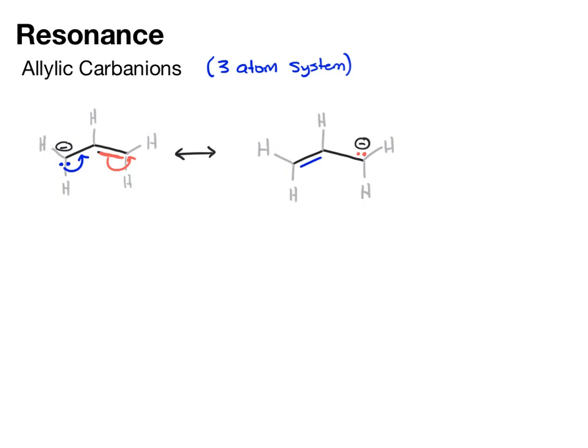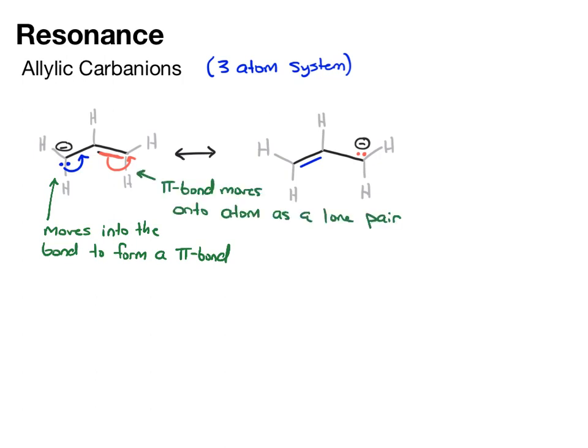So to write out basically what's going on here, this lone pair moves into the bond to form a pi bond. Then the pi bond moves on to the atom as a lone pair. And that's our basic allylic carbanion system. This is something you can have in a much larger molecule, but we can still narrow it down to this small 3-atom system. Let's look at something a little more complex, but it's the same basic thing.